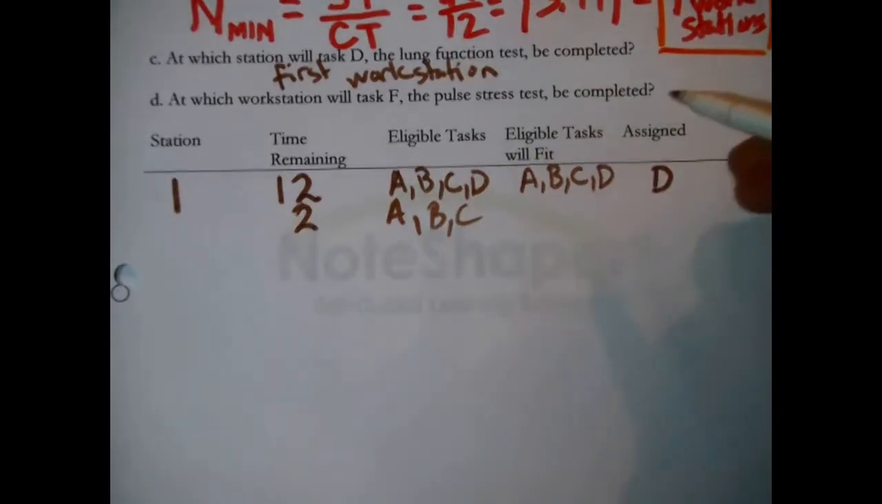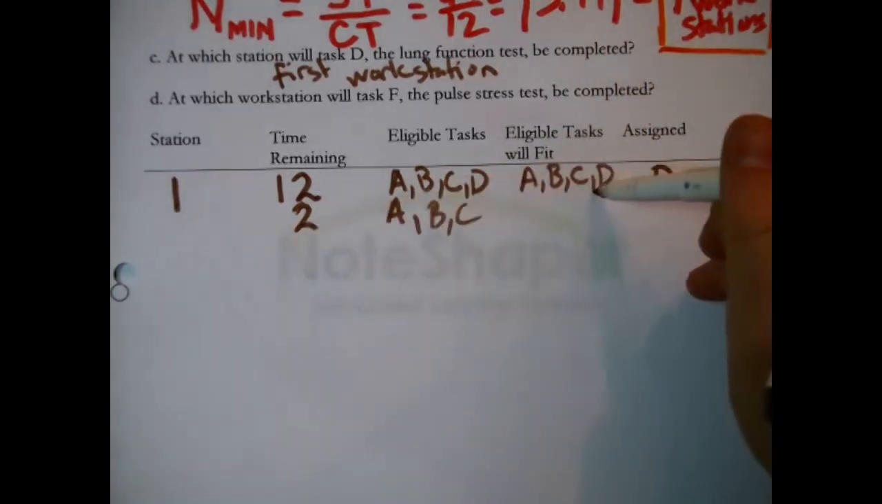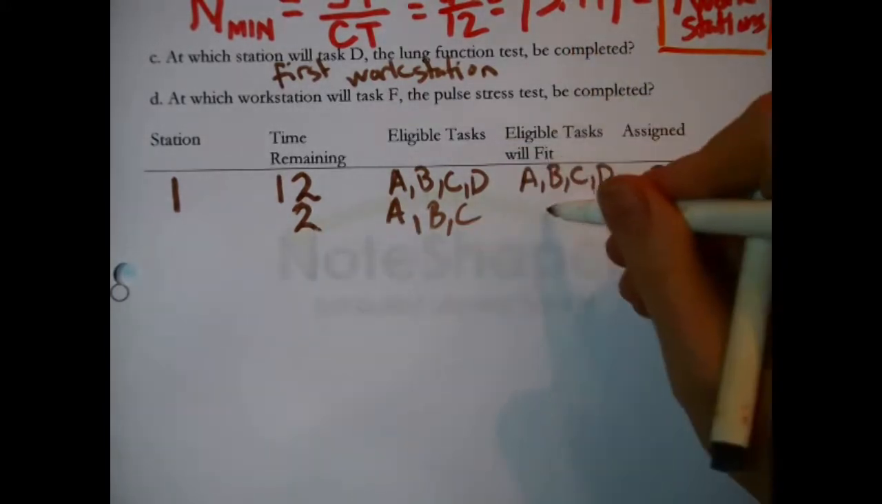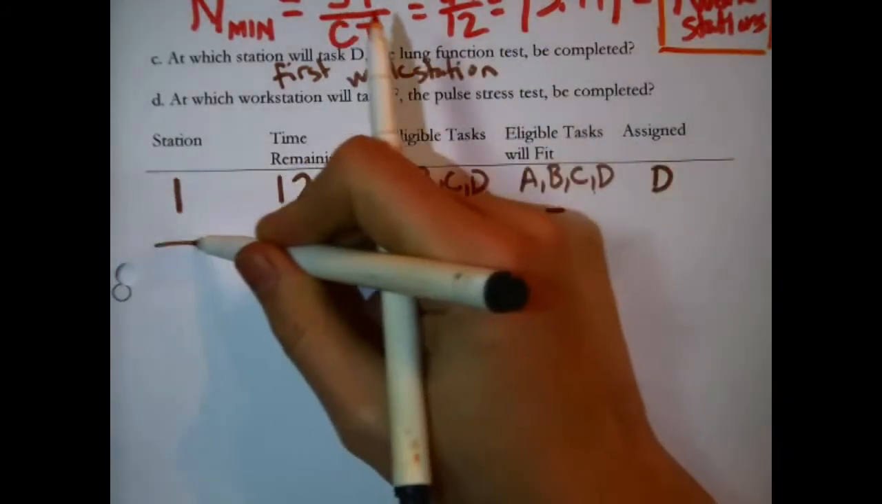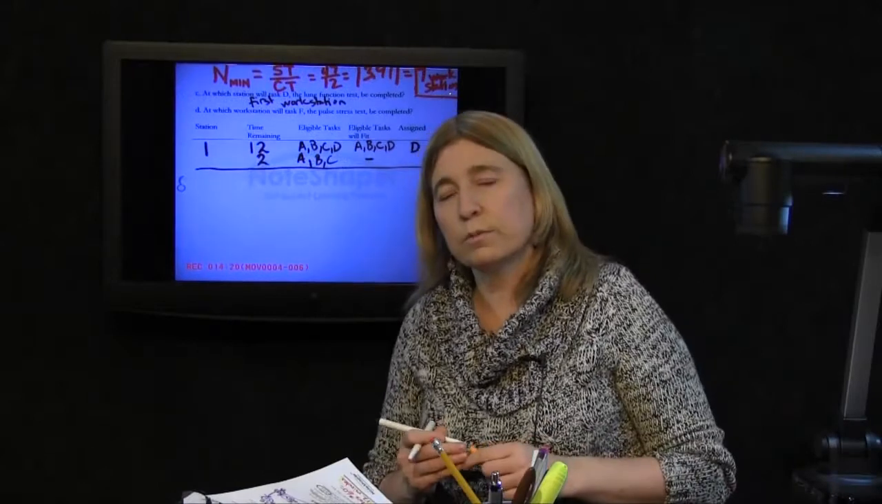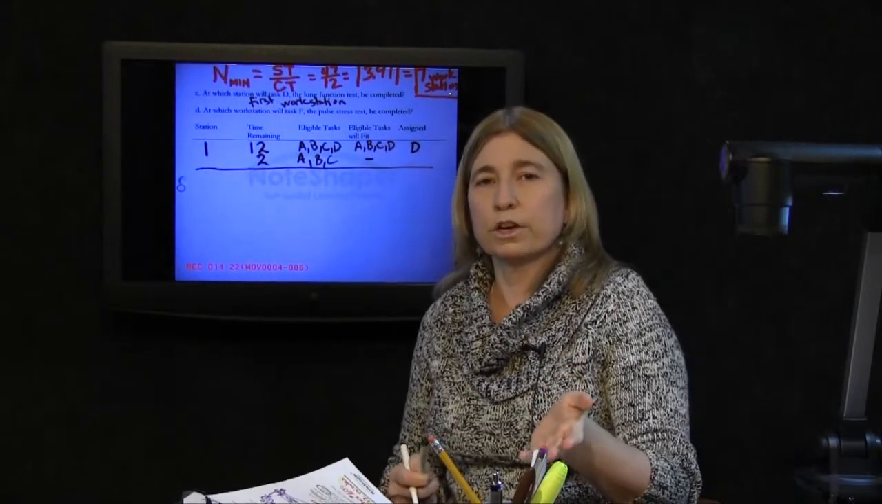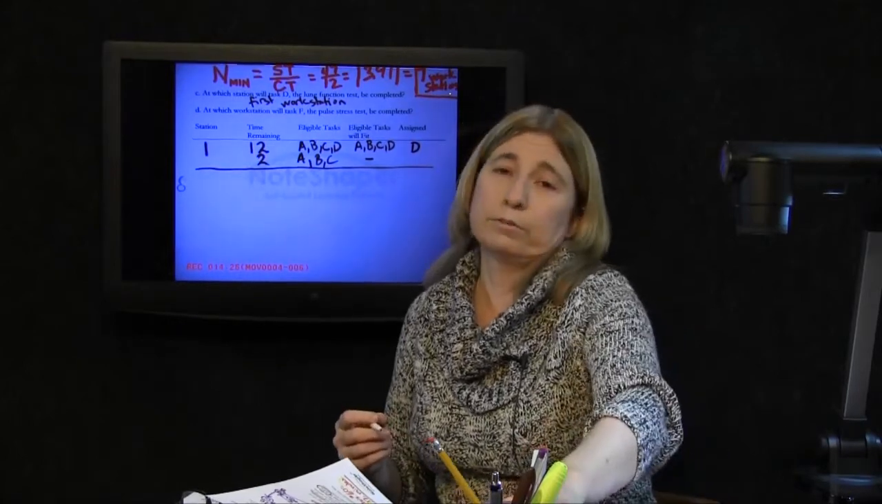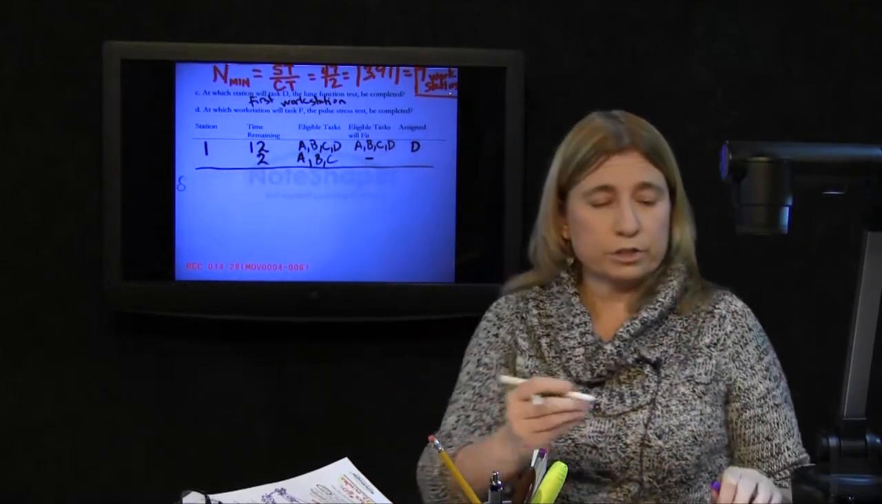A, B, and C, will they fit? Well, there's 2 minutes remaining now. The smallest one is C, and it's 3 minutes long. None of these will fit. That tells us that this station is done. The first workstation will just do the lung function test. That's what we've determined.